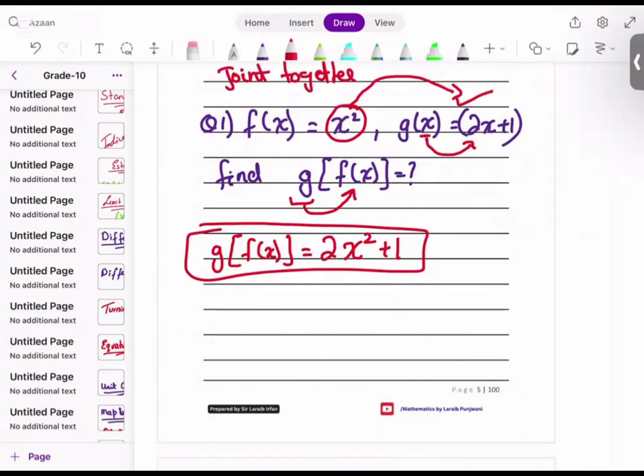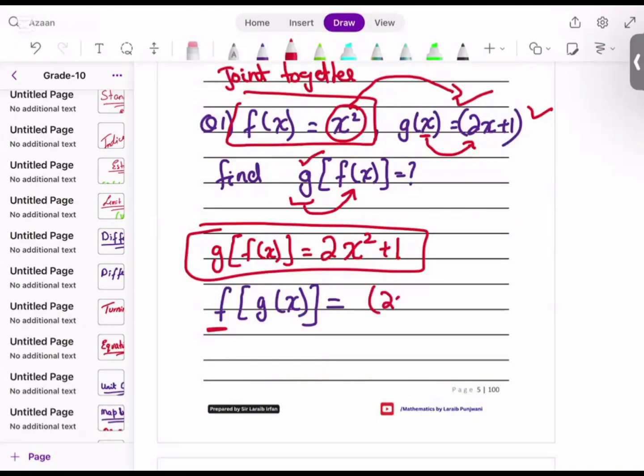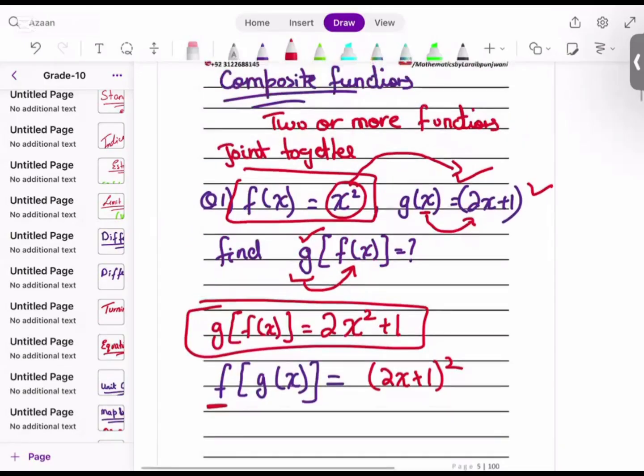For example, the question is like this. Now, in this question, what I need to do in function f is I have to put the value of g. So x will be replaced by 2x plus 1. And because in function f it is x squared, I will apply the square. We can solve this question further depending on the condition. Right now, I'm just explaining how we solve composite functions.